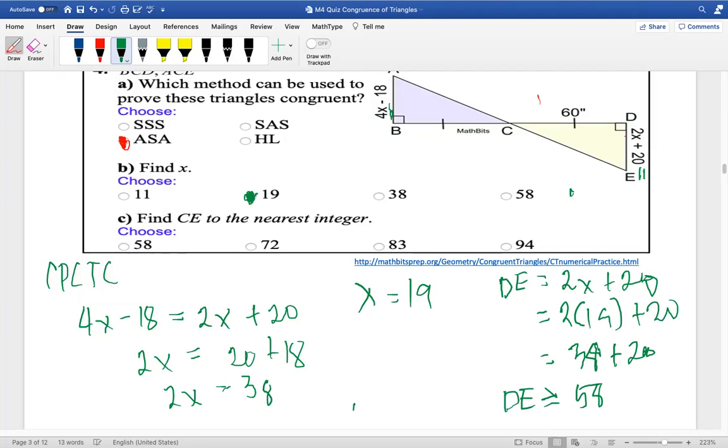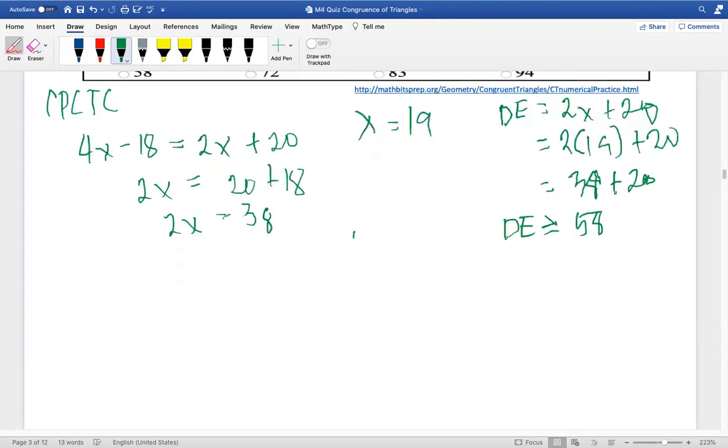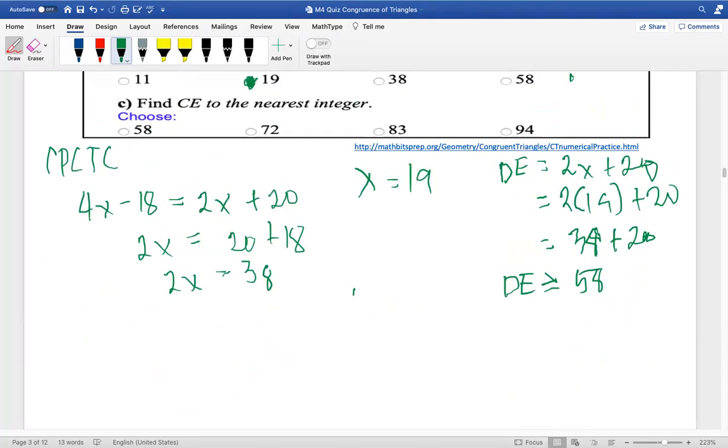Now we knew that this is a right triangle, and when we say right triangle, we can use the Pythagorean theorem to solve for the size of the triangle. CE is the hypotenuse. Therefore, using the Pythagorean theorem, we can solve for CE using the sides CD and DE.